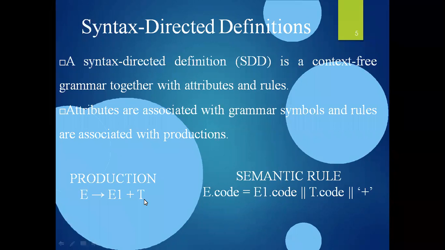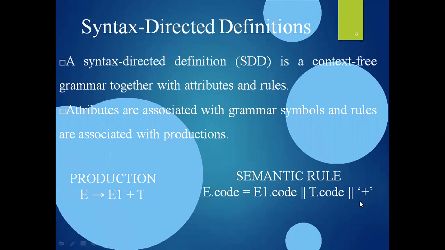Initially the input string consists of variables, and here we are calling them nodes. It may be a terminal or non-terminal, we call them nodes, and the production consists of nodes. Without any values, from the given grammar we have the production. After implementing the semantic rule for this production, the values of the attributes are defined for the nodes for the given input string. Is it clear? That means E.code is equal to E1.code, or we have two nodes here, it may be E1 or T, and the operator is in place.